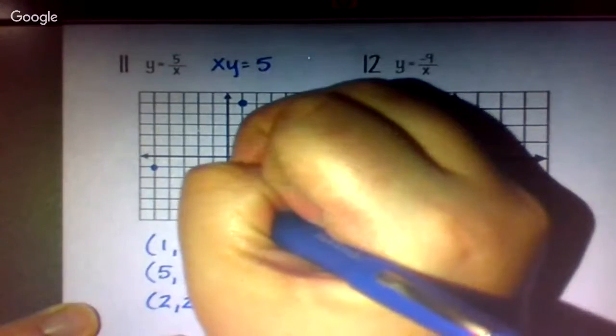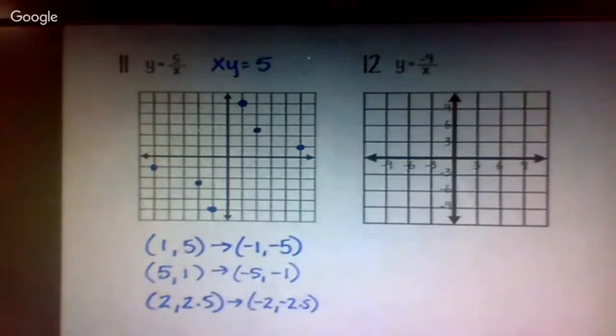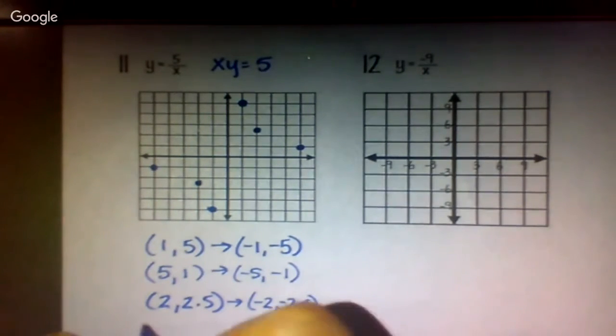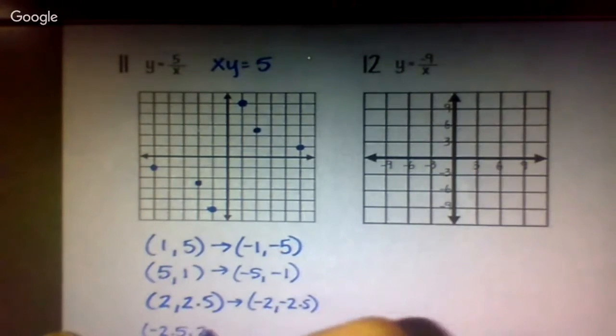So not all of these are going to be pretty. If there's no whole numbers, you have to resort to the decimals. I can also then do -2.5, comma -2 in the negatives, as well as 2.5, comma 2 in the positives.